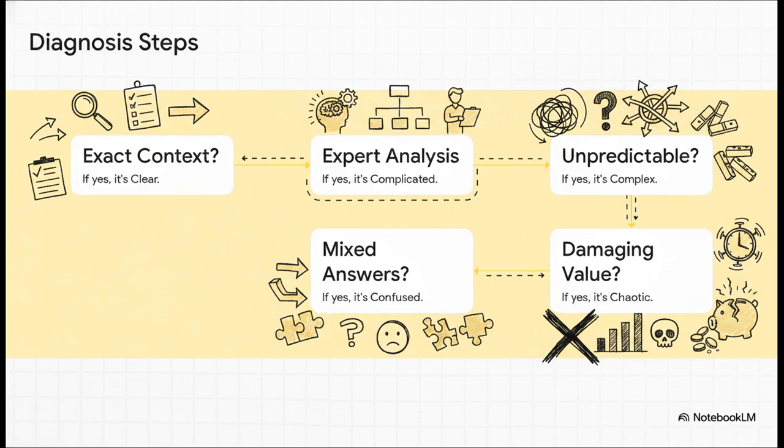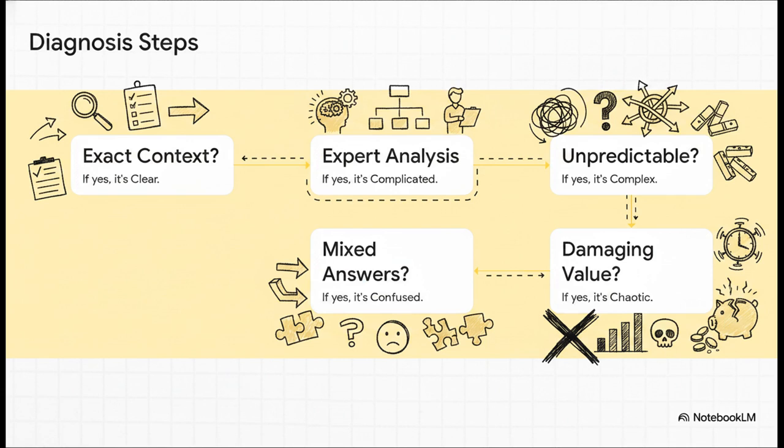Question 3. Is the outcome dependent on a ton of interacting variables that you absolutely cannot model in advance? If yes, it's complex. Question 4. Is the situation actively bleeding value with literally zero time for analysis? If yes, it's chaotic. And finally, question 5. Do different parts of your massive project answer differently to these questions? If yes, your project is confused and you must break it apart.